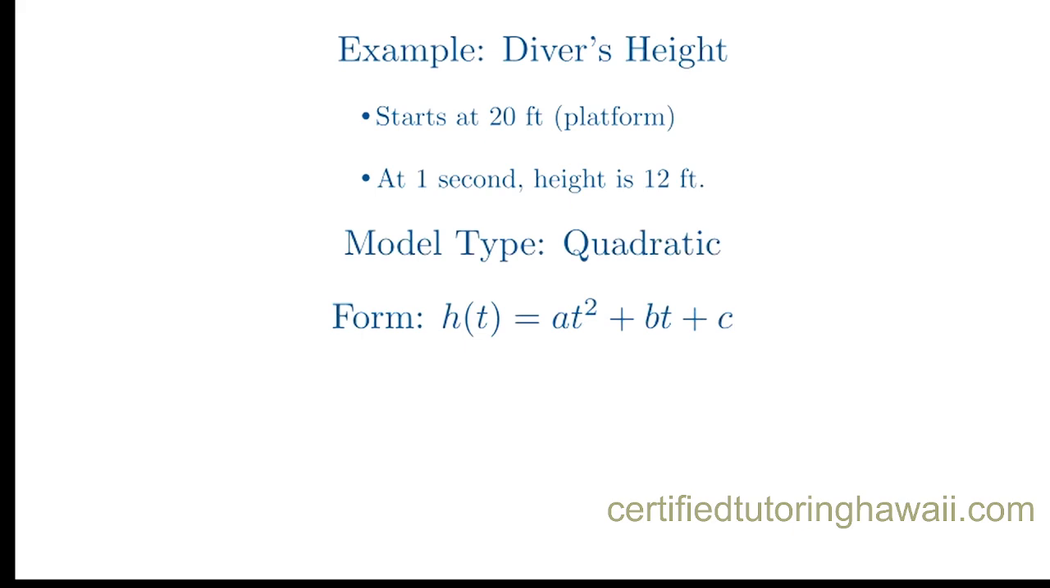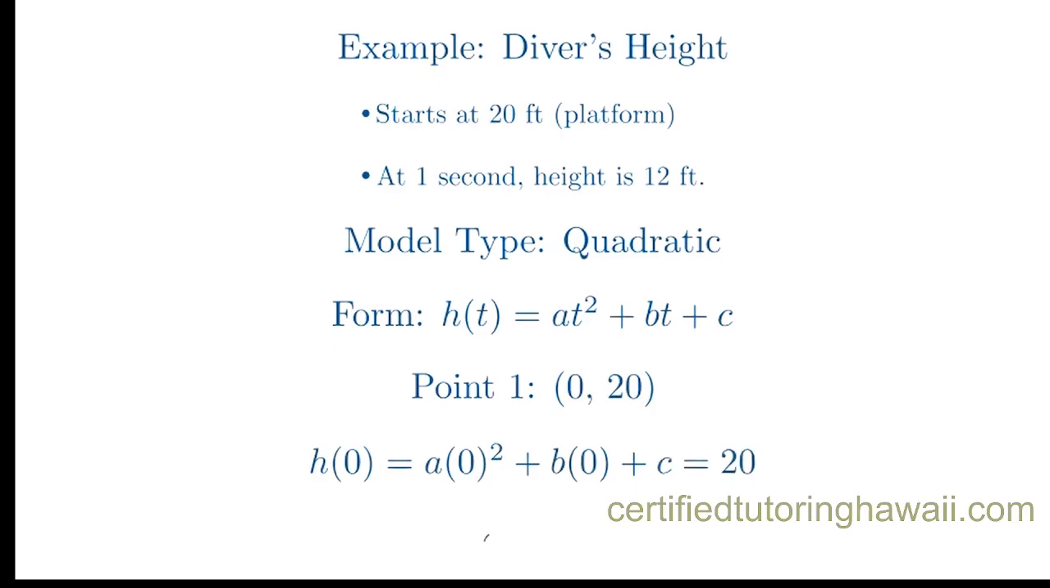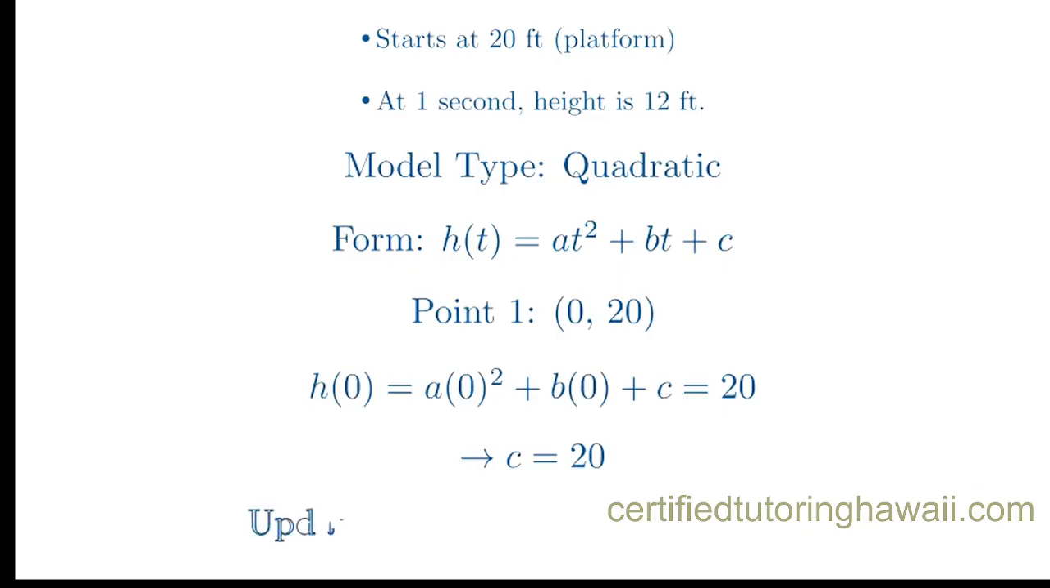We need to create a system of equations. The problem says the diver starts on a 20-foot platform. This is the initial height, which occurs at time t equals 0. So we have the point (0, 20). If we plug these values into our equation, we get 20 = a(0)² + b(0) + c, which simplifies to c = 20. We've already found one coefficient. Now we know our equation is h(t) = at² + bt + 20.